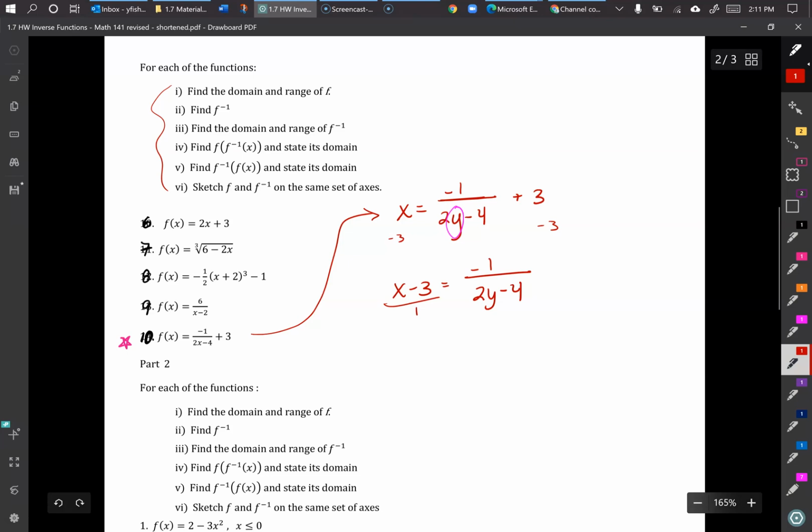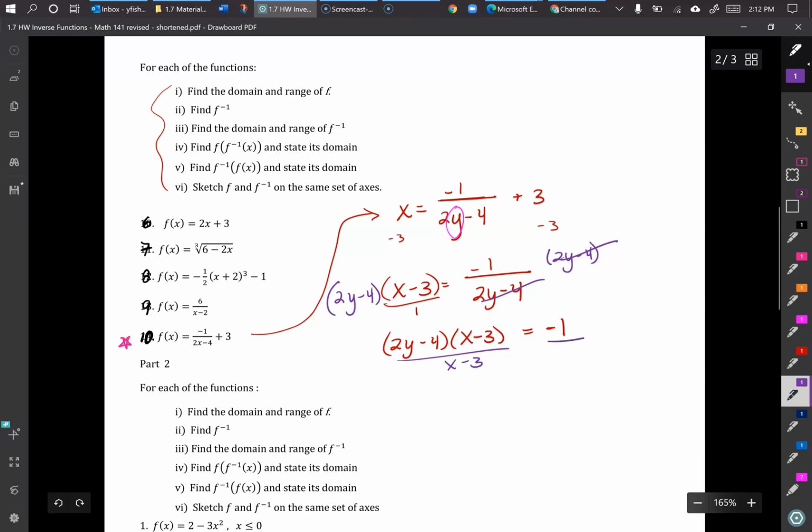I can just use the process of clearing the denominator to help bring that up, or I can actually just do the reciprocal of each, which would work as well. But I'm going to clear the denominator, be a little bit more formal about that. So then I end up with 2y minus 4 times quantity x minus 3, make sure you keep parentheses there, equals negative 1. And so now I want to divide both sides by x minus 3. And I end up with 2y minus 4 equals negative 1 over x minus 3.